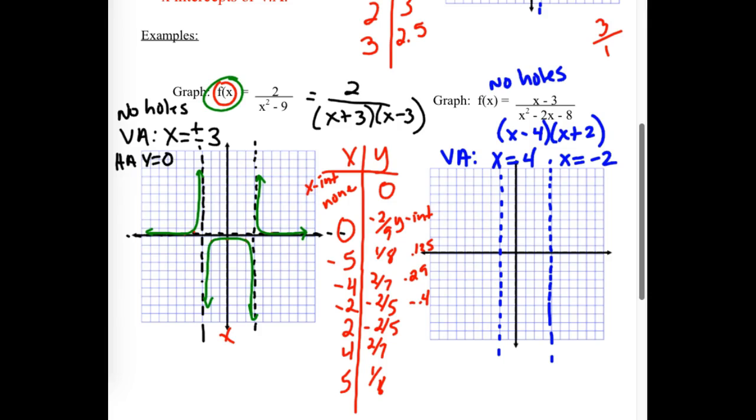Looking at degrees, talk at your tables. What would our degrees tell us about a horizontal asymptote? Okay, I'm hearing top is smaller. Agree? So horizontal asymptote is at y equals 0.